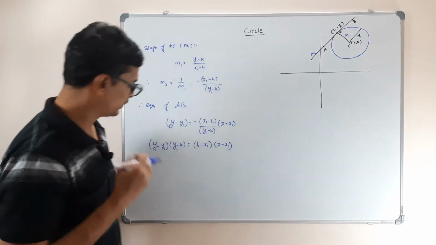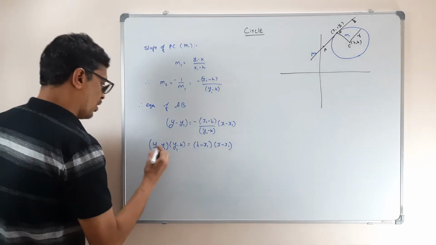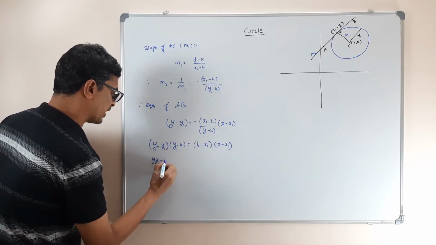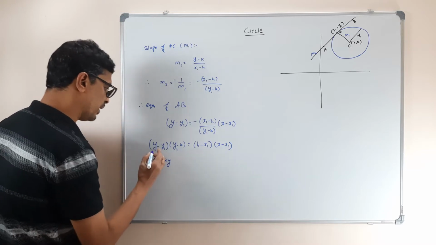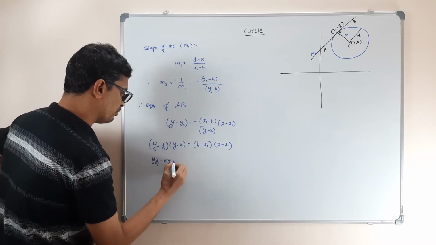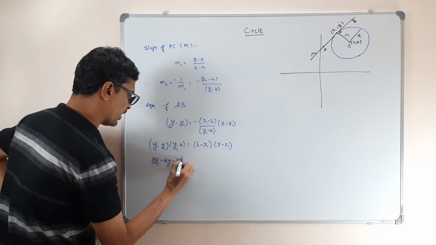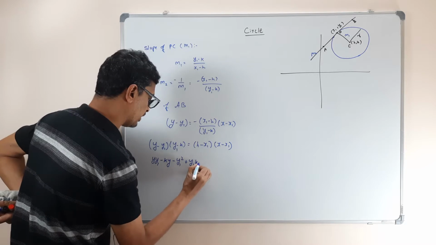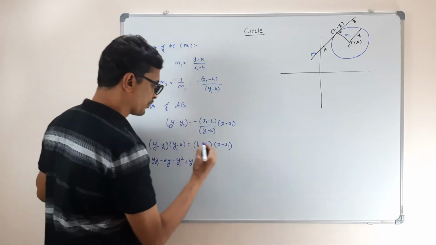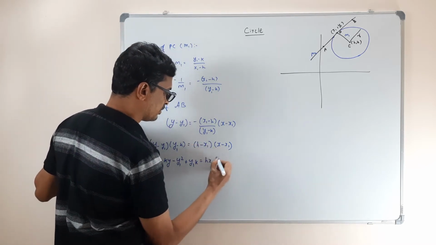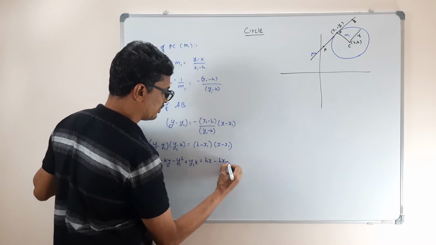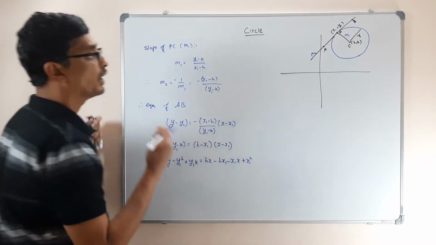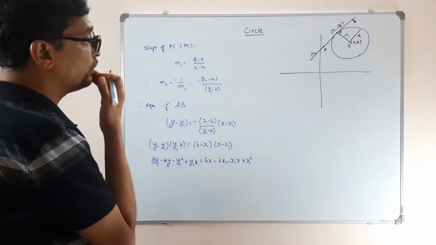Tell me what this will be. So this will be y1 y minus k y minus y1 square plus y1 k, correct? Here it will be h x minus h x1 minus x1 x plus x1 square. Okay, so now we can do the same way here, correct?